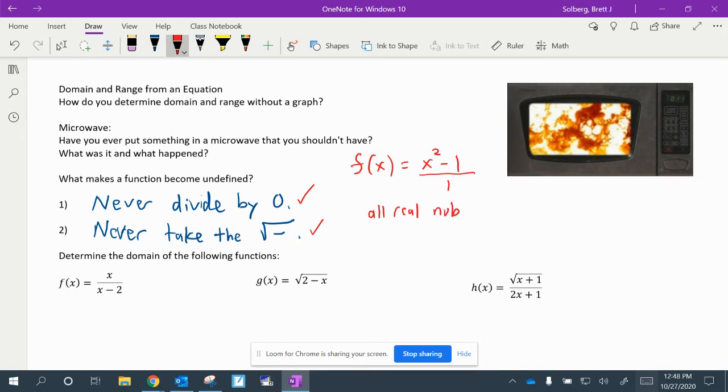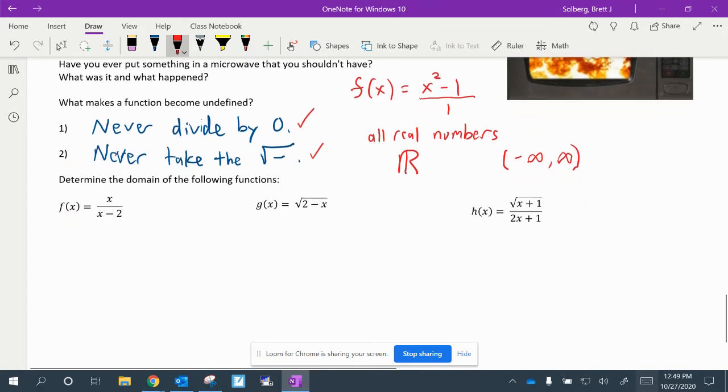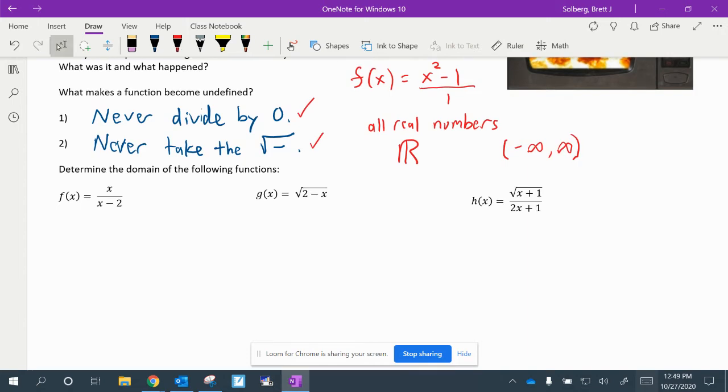I can plug in any real number and this function will not divide by 0, and it will not take the square root of a negative. Now, in college, I learned that you can write all real numbers with a fancy R like that. You can also just put negative infinity to positive infinity. Okay, great. So now let's look at these next ones.